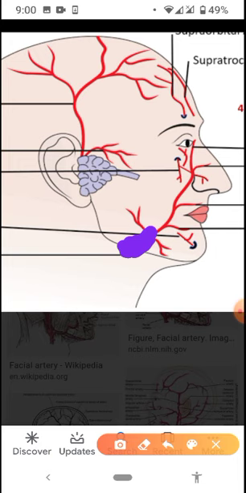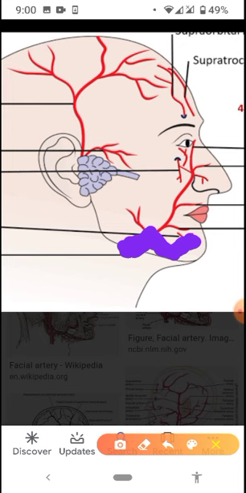Okay, the facial artery then comes out, and first of all it gives the branch which is the submental artery. This one is the submental artery. This is the mental foramen over here, and this is the submental artery, which means that it is supplying this region, the region of the chin, the region of the lower lip.